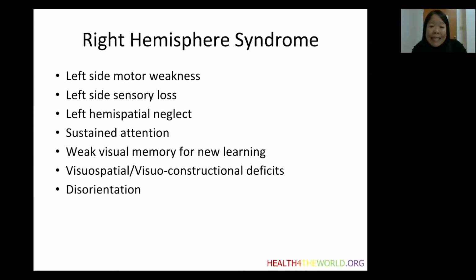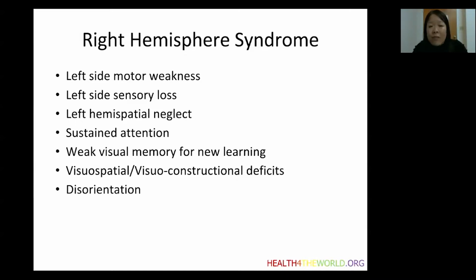For right-sided strokes, visual memory is a problem, unlike left-sided strokes where verbal memory is a problem. They have difficulty remembering visual information, so faces. They might have a hard time getting from point A to point B. In general, they have a difficult time with visual learning.